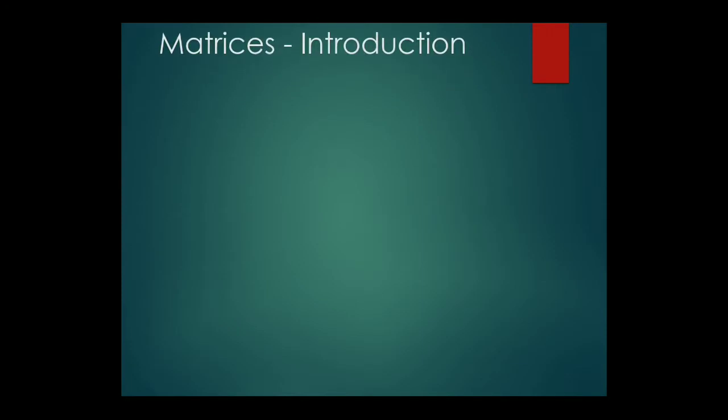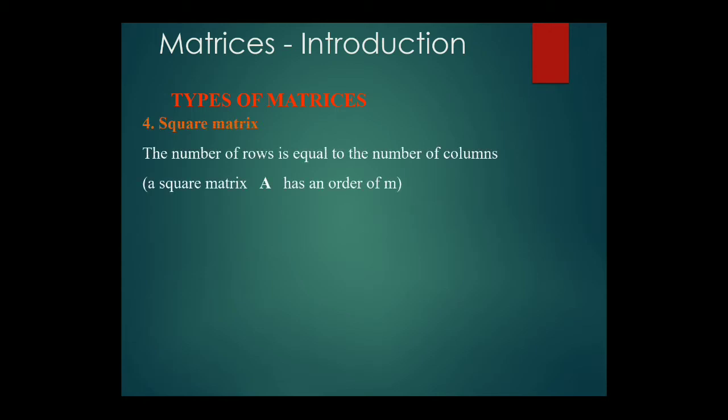The next type of matrix is the square matrix. So you know what a square is, right? All these sides should be equal. Similarly for a matrix, the number of rows is equal to the number of columns. So here we write the matrix in the form of A equal to m cross m. That's basically m should be equal to n, that is the number of rows equal to the number of columns.